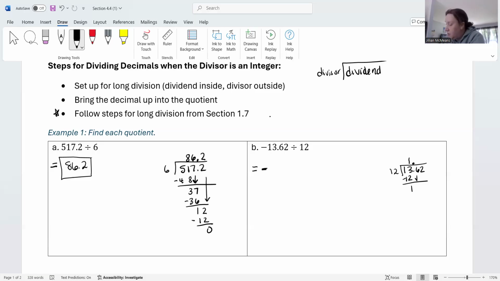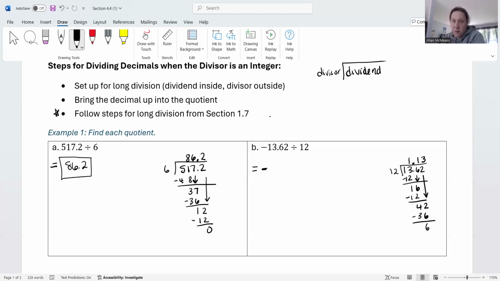And then I bring down the next digit in line and repeat. So 12 will go into 16 one time. 1 times 12 is 12. When I subtract, I get a 4. Drop down the next digit in line, which is a 2. So let's see, 12 into 42. So 12 times 3 is 36. So that's as close as we're going to get to 42. So I'm going to go ahead and put a 3 up here. And then 3 times 12 is 36. So let's see, 42 minus 36 is 6.